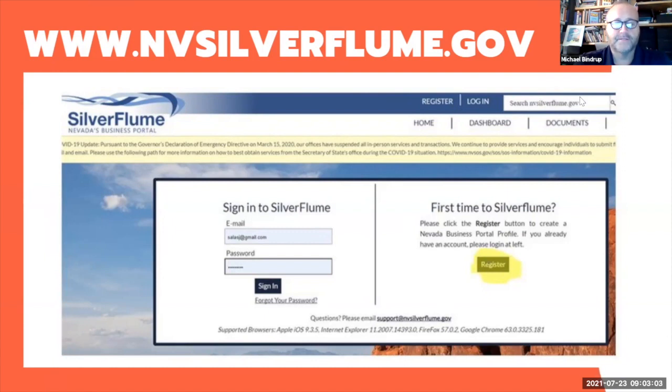If anybody else remembers back in the day when we had to do this by hand, it's completely automated today. It's so easy and so very user friendly compared to what it was prior to having this. So Silverflume came into existence about 10 years ago, and it's made just a world of difference for everyone.